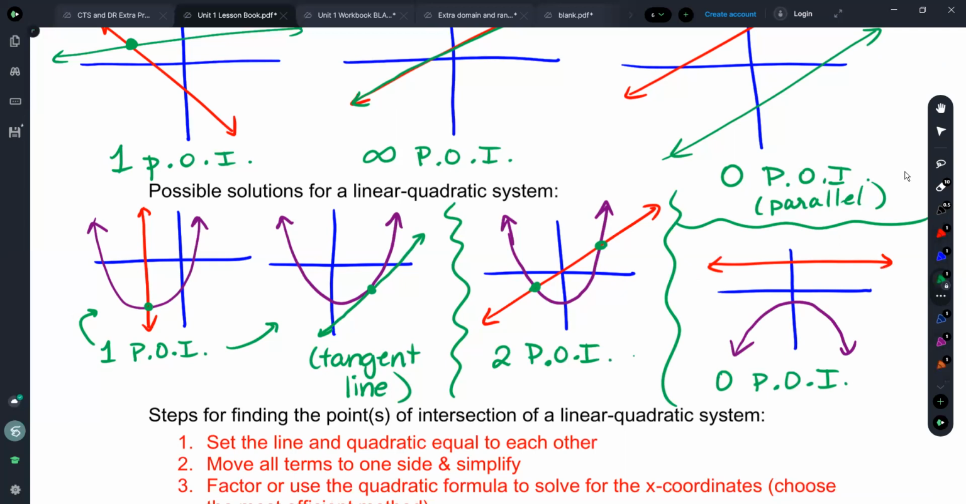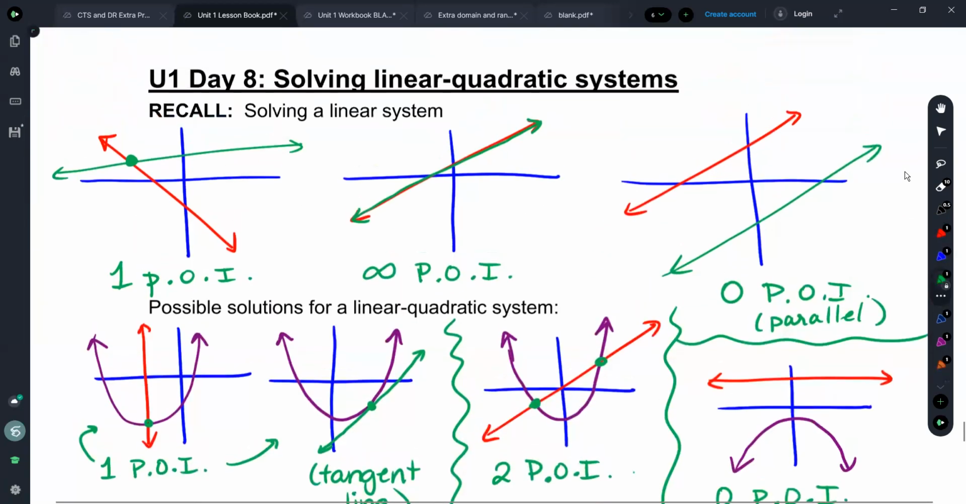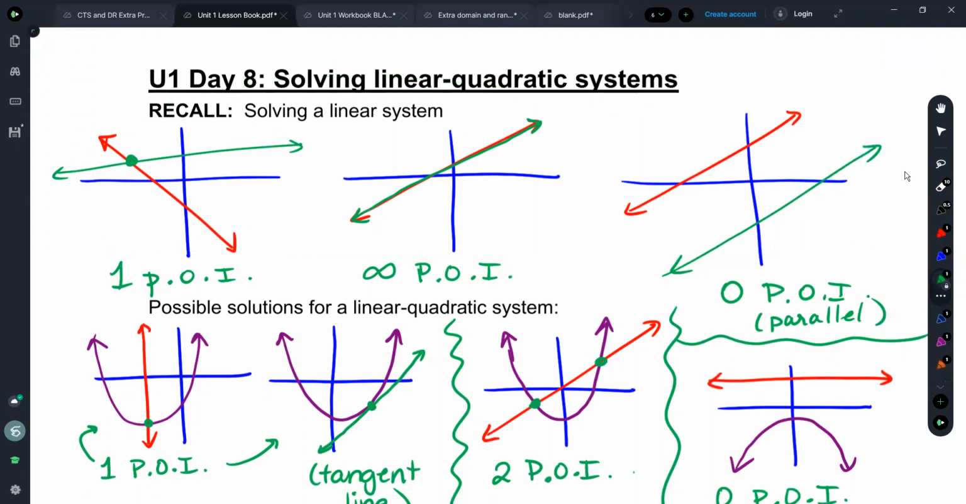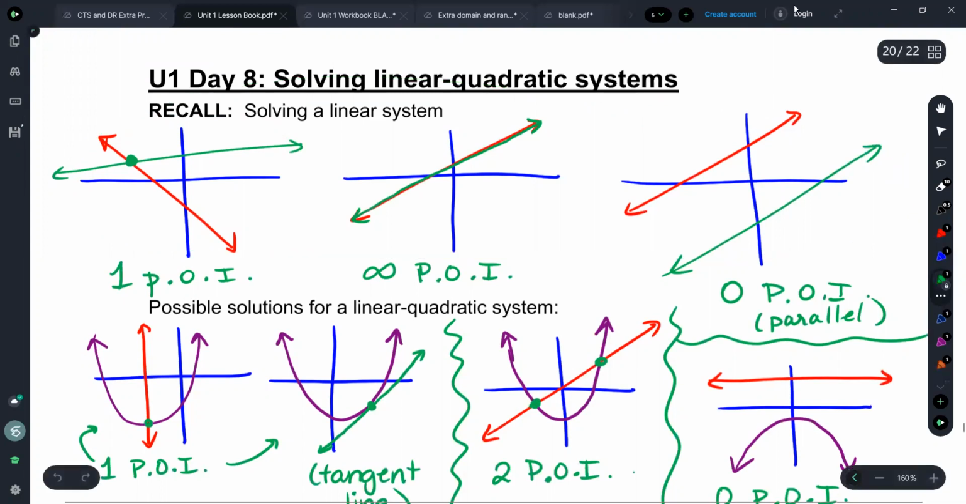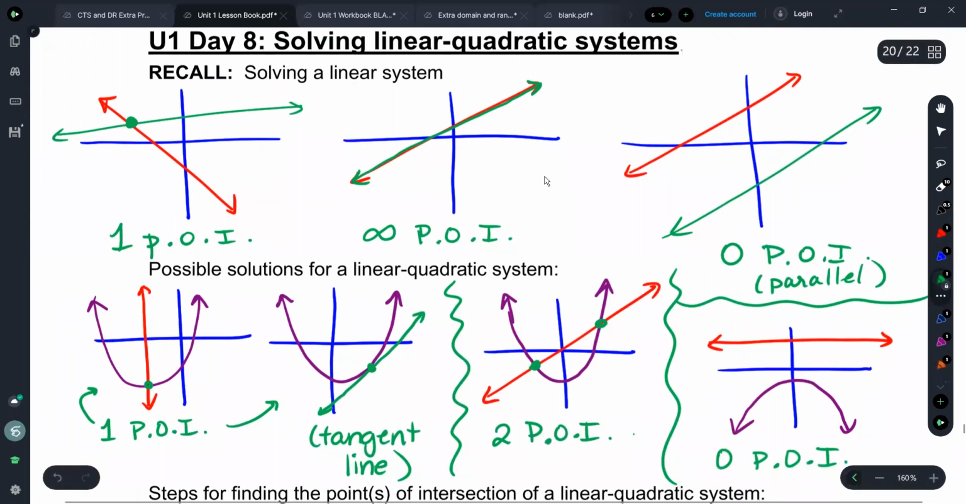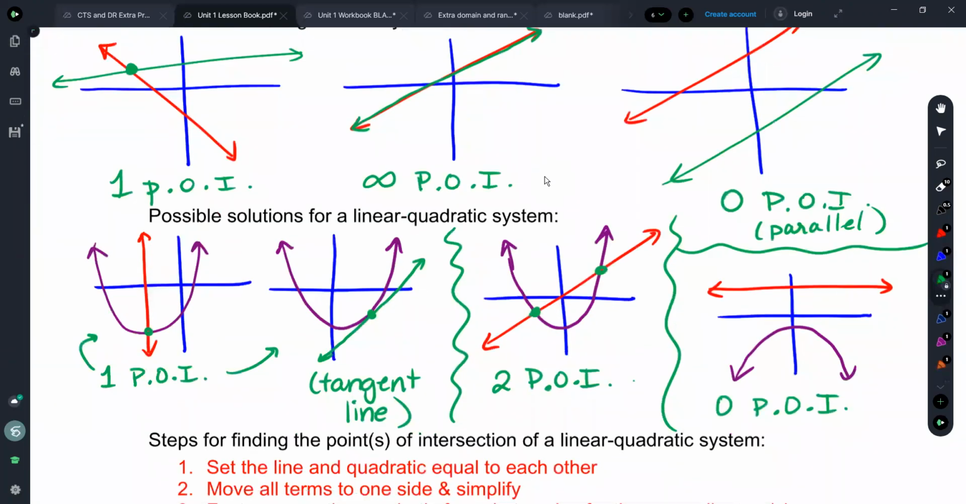Okay, so how did we solve linear systems in grade 10? How did we solve all of these types of problems where we tried to find points of intersection? Does anyone remember? Some of you that had grade 10 math last semester might remember this. Okay, so one option is we could graph them. We can also do the same thing with linear quadratic systems and observe where they're crossing.